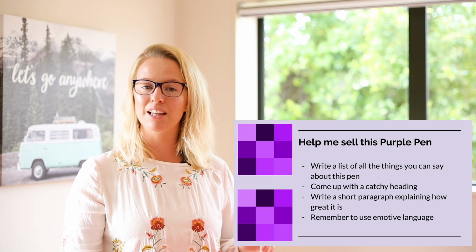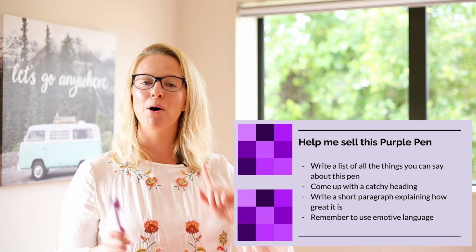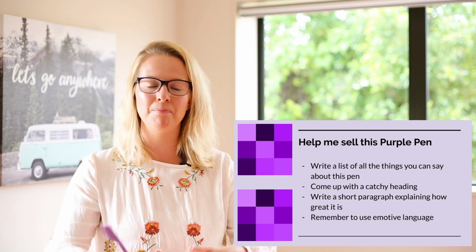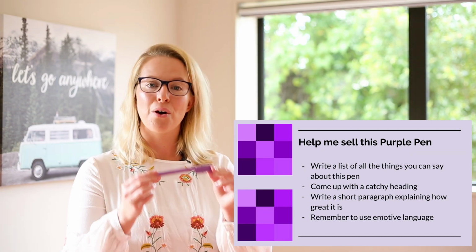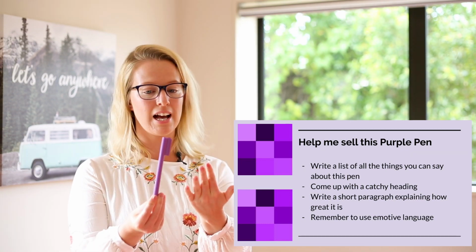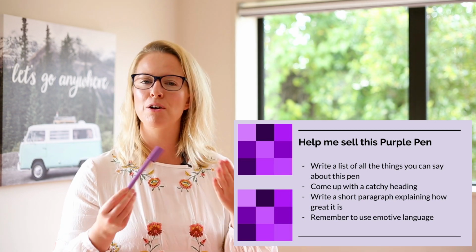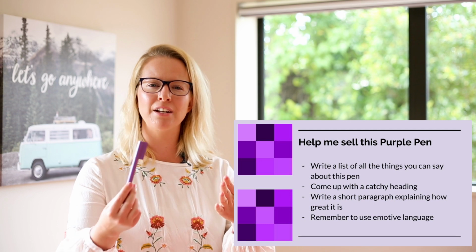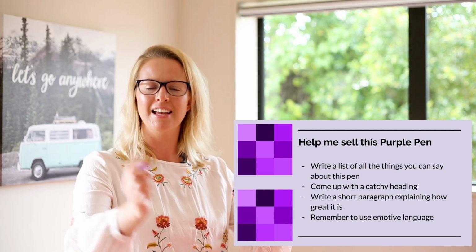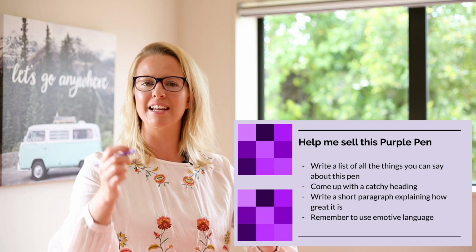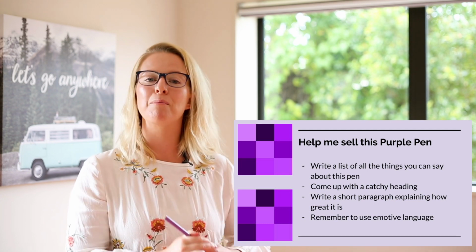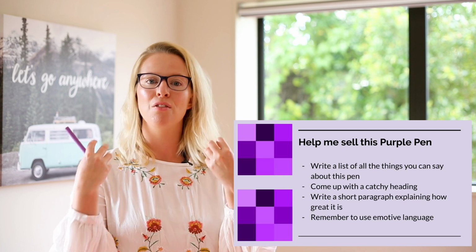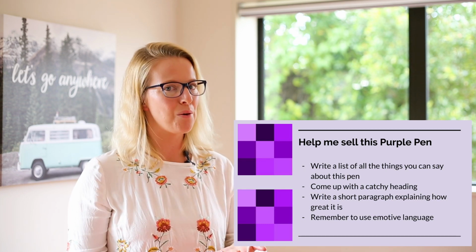Then the last thing that we need to remember is to use emotive language, and that's when we're trying to make the person we're selling to have emotions. So we want the person that we're trying to sell this pen to have the emotion of excitement to use the pen, or to feel like this pen could be the best thing they've ever had and it's going to give them the best handwriting, or to be able to draw the most wonderful pictures. So we're trying to give the person we're selling to those emotions by using our words.